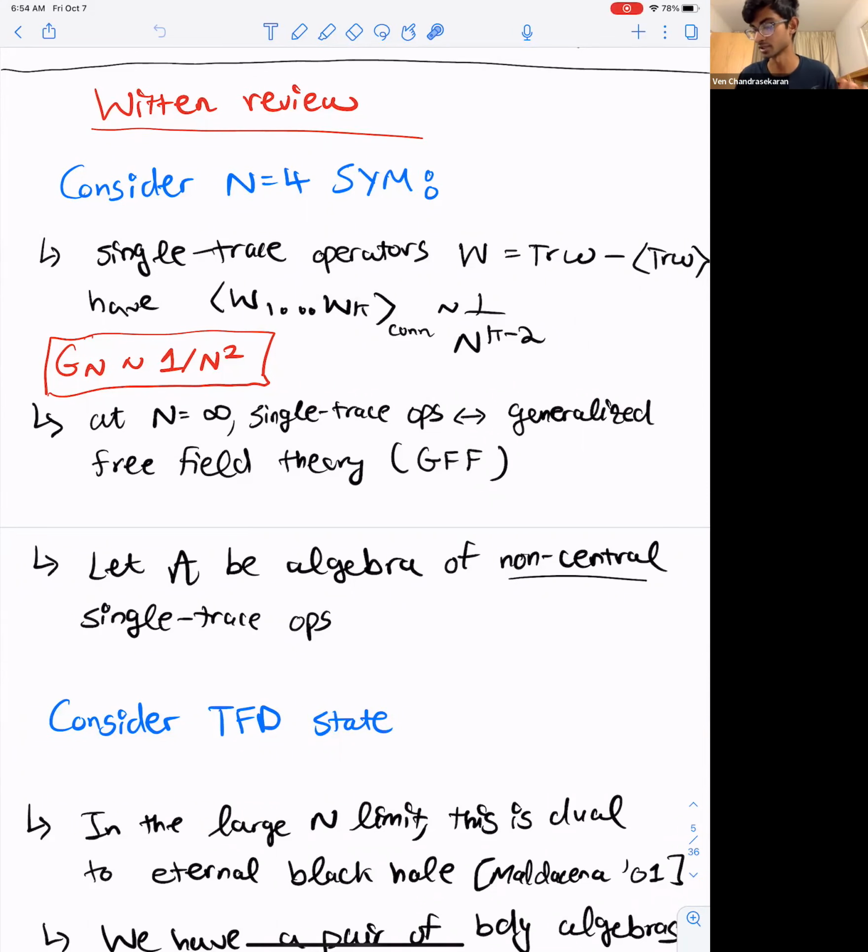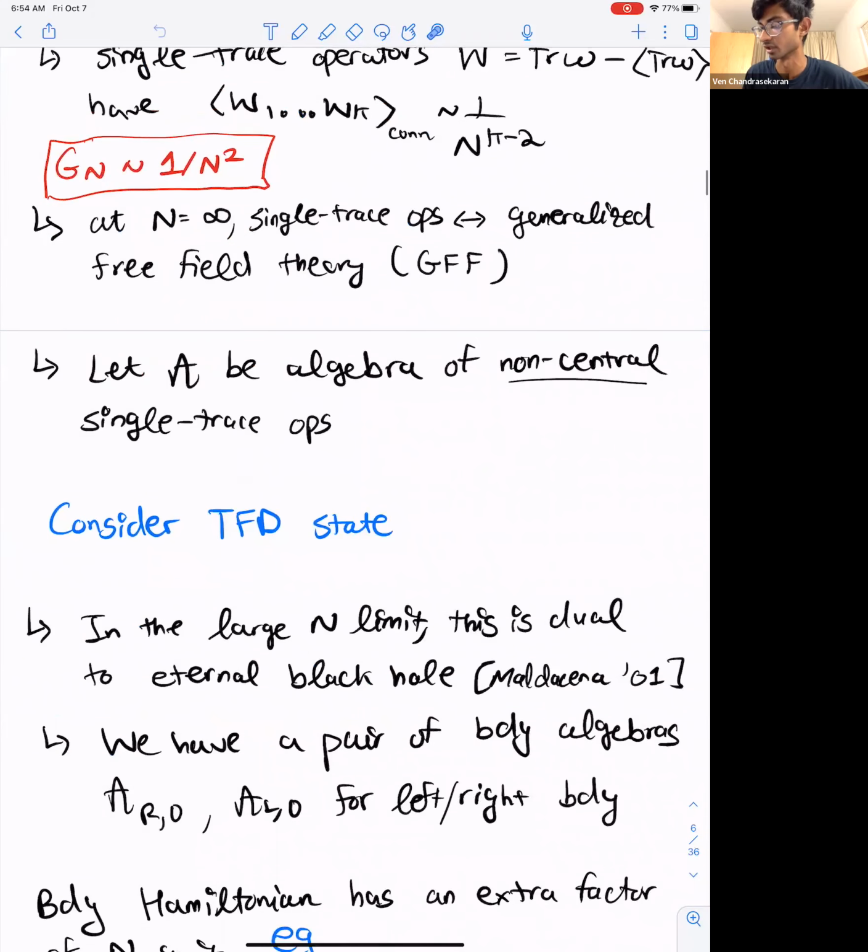So if we focus on this generalized free field theory, I'm going to consider the algebra of these single trace operators. In particular, I want to consider the algebra of the non-central single trace operators, meaning each of the operators in this algebra has some non-trivial commutator with other elements of the algebra. So let's focus on this particular algebra. And if we go back to the setup I mentioned earlier with the two-sided black hole, we know that in the large N limit, the two-sided black hole is dual to the thermofield double state associated to the 2 copies of the boundary CFTs. This was due to Maldacena from a long time ago.